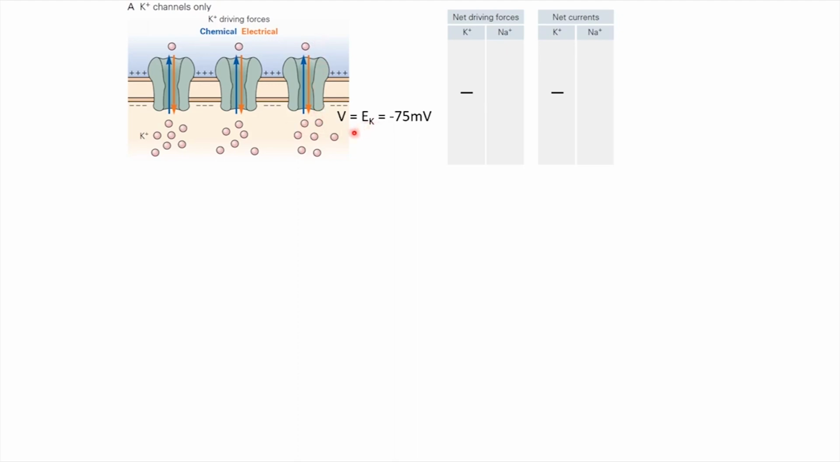And at this point, when the membrane potential becomes the same as the equilibrium potential of potassium ions, these two driving forces are opposite in direction and equal in magnitude, and therefore there is no net driving force on potassium ions at this point. So the net driving force on potassium is 0, and therefore the net current through potassium ions will also be 0. So there will be no net flow of potassium ions when this value of membrane potential is reached. So this is the default state when only potassium channels are open.